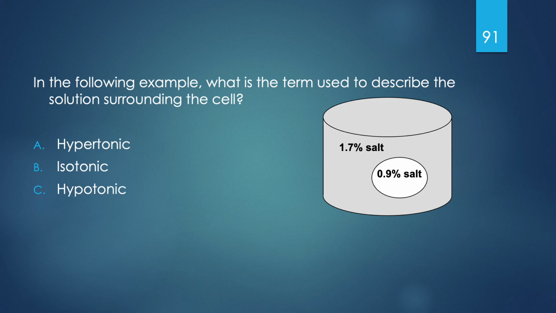Because we know it's not isotonic, because in that case, we would have the same percentage in both the fluid and in the cell. So we know it's either hypertonic or hypotonic. So in this case, we have a higher concentration gradient of salt in the fluid than in the cell. So because of that, we are going to call the solution hypertonic, A.